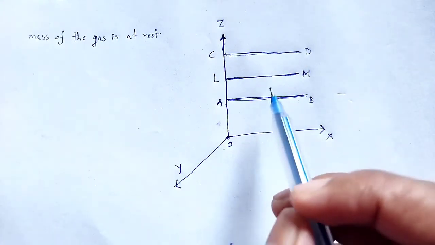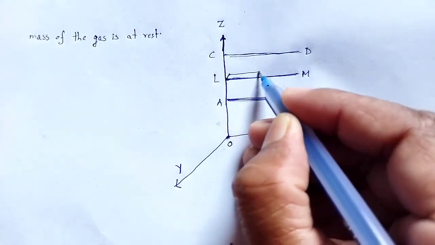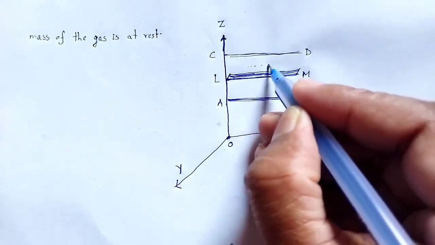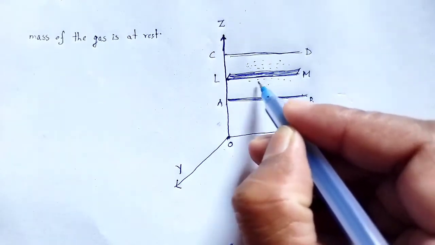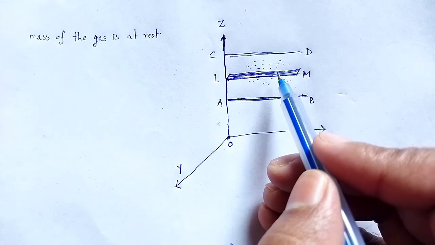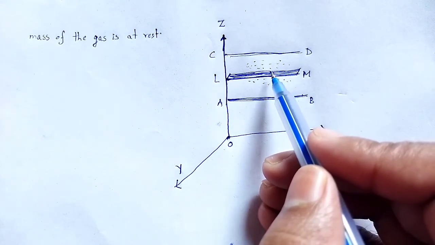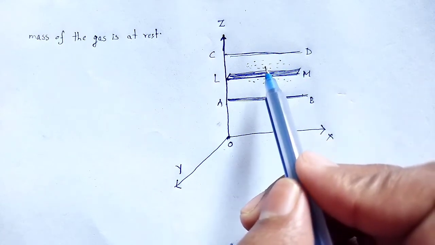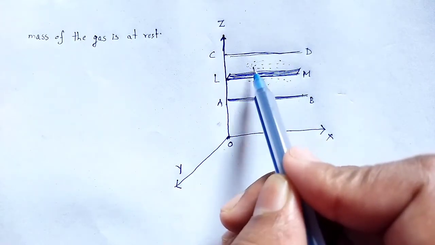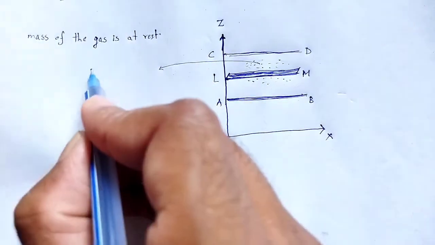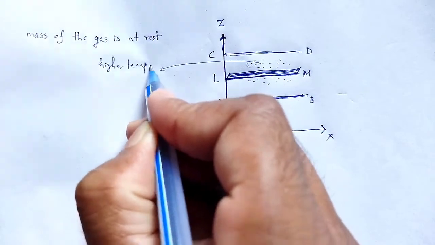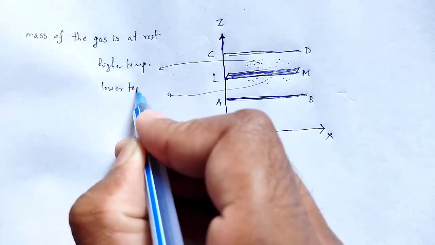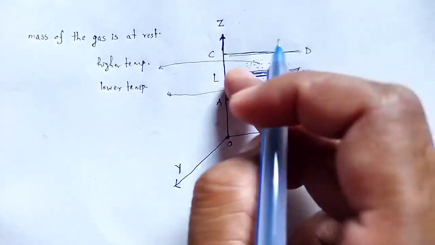This means that the gas above the plane LM has a higher average temperature, while the gas below the plane LM, the lower portion, is at a lower temperature. This is the temperature comparison between the upper and lower region of LM.